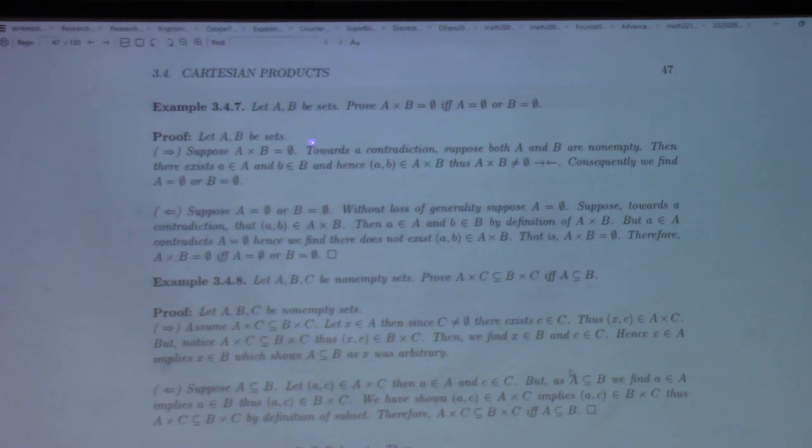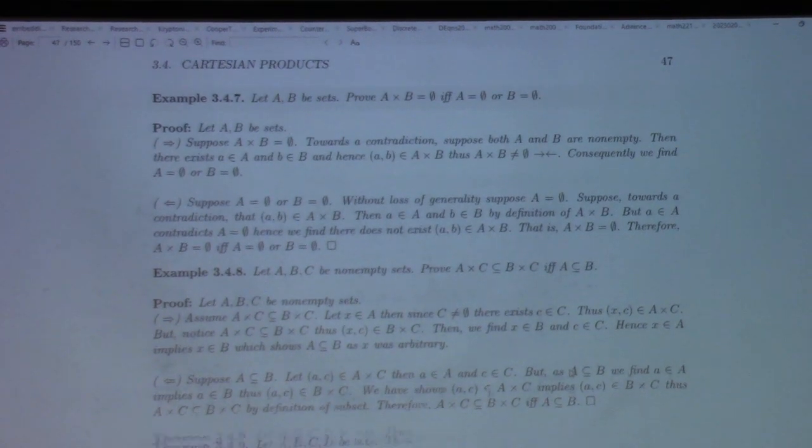But anyway, here's some things you can prove. If the Cartesian product of two sets is the empty set, it means either one or the other of them has to be the empty set. Either A is empty or B is empty. Of course, they could both be empty also. If A, B, C are non-empty sets, and A cross C is a subset of B cross C, then that is true if and only if A is a subset of B. So Cartesian product plays well together with subset.